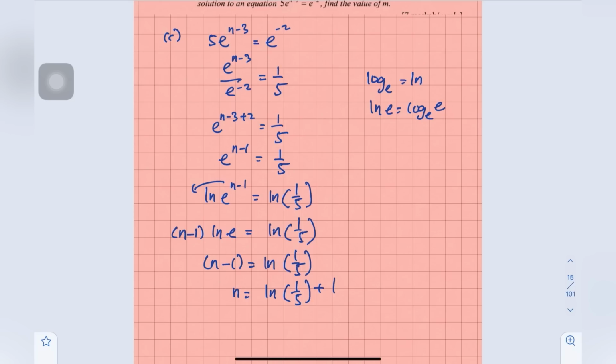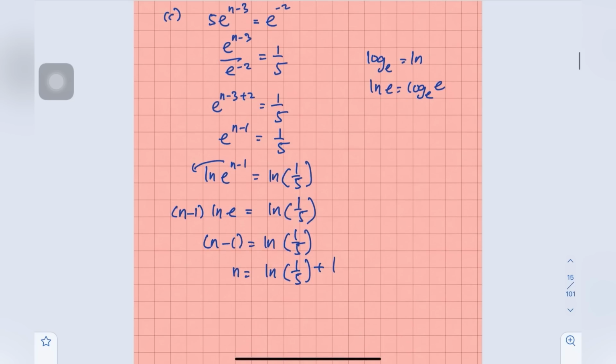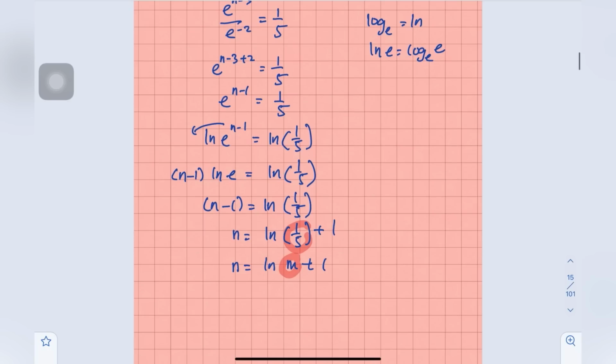Okay, so this one we compare with the question. So n equals, they give, ln m plus 1. Okay, so compare. Then m equals 1 over 5.